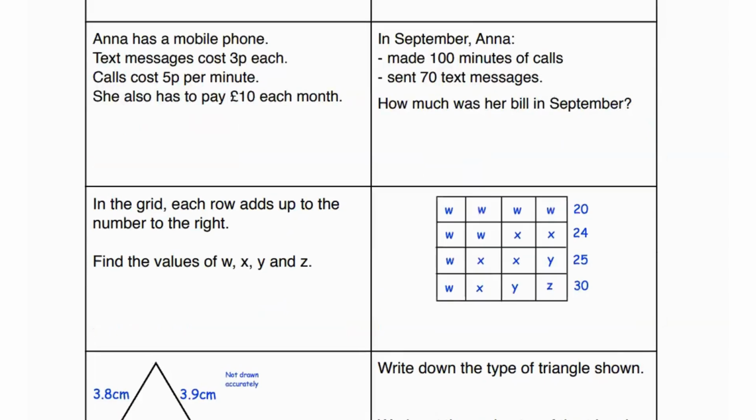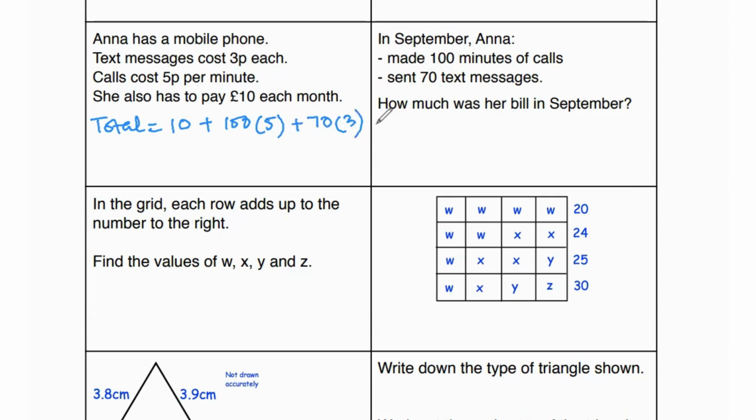Next question says, Anna has a mobile phone. Text messages cost 3 pence each. Calls cost 5 pence per minute. She also has to pay £10 each month. In September, Anna made 100 minutes of calls and sent 70 text messages. How much was her bill in September? She has to pay £10 each month, so 10 plus, if she's made 100 minutes of calls, 100 times 5, and then we have 70 times 3.